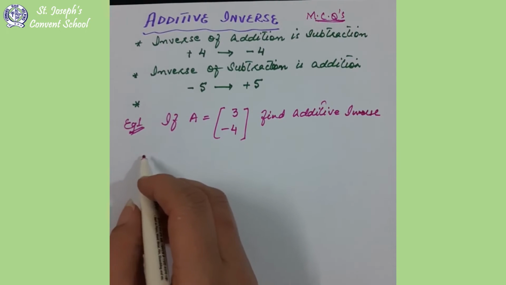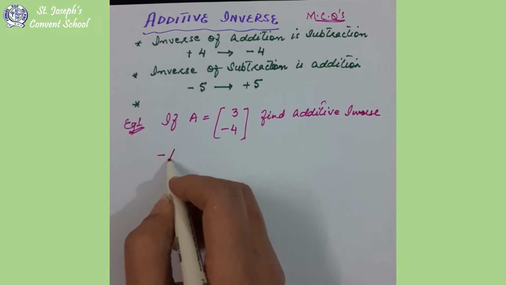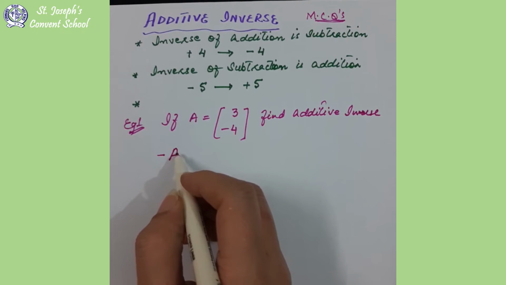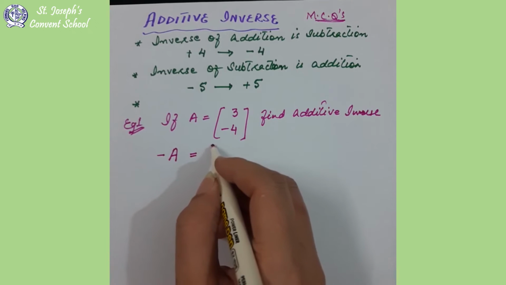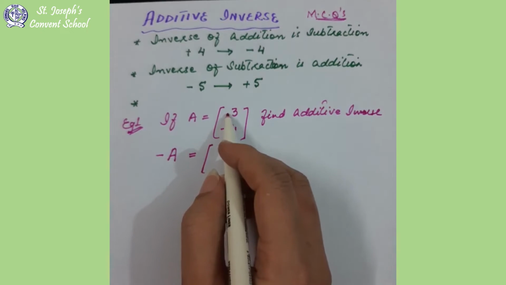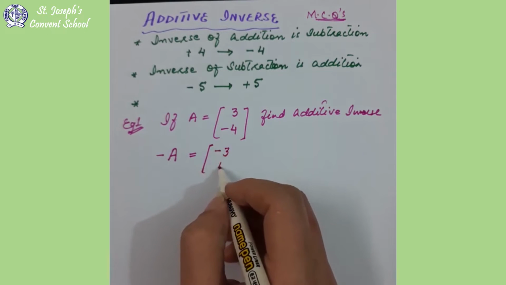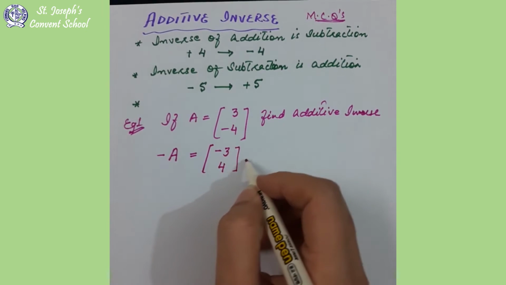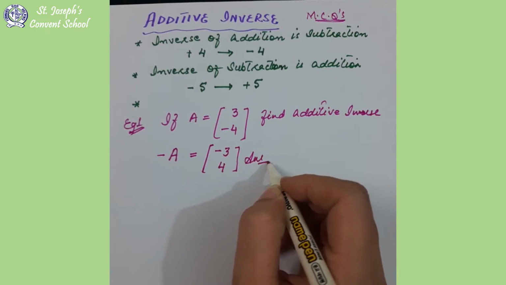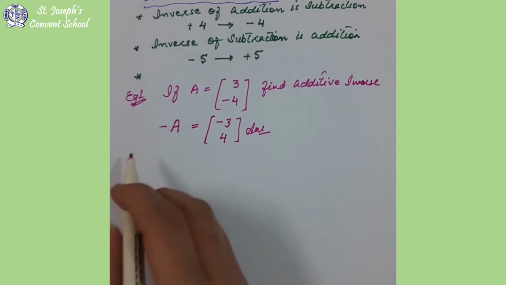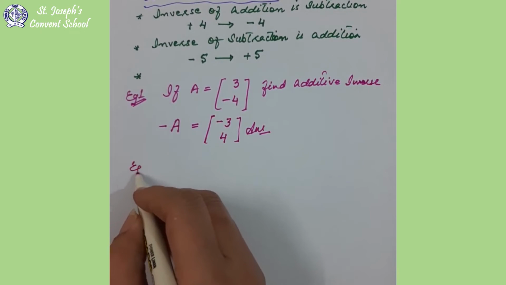So additive inverse means minus A. Additive inverse of A is minus A, which equals to, you will change the sign, plus 3 will change into minus 3 and minus 4 will change into plus 4. So this is the answer.